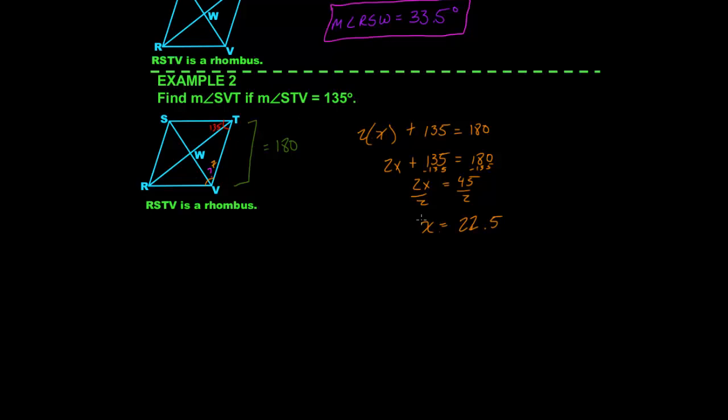Now, it's asking for the measure. So, this is our x. We need to go ahead and say the measure of angle SVT, because that's what it wants us to find, equals, and now it happens to be exactly what we have here, 22.5 degrees. And there's our answer. Alright, let's move along to our next page.